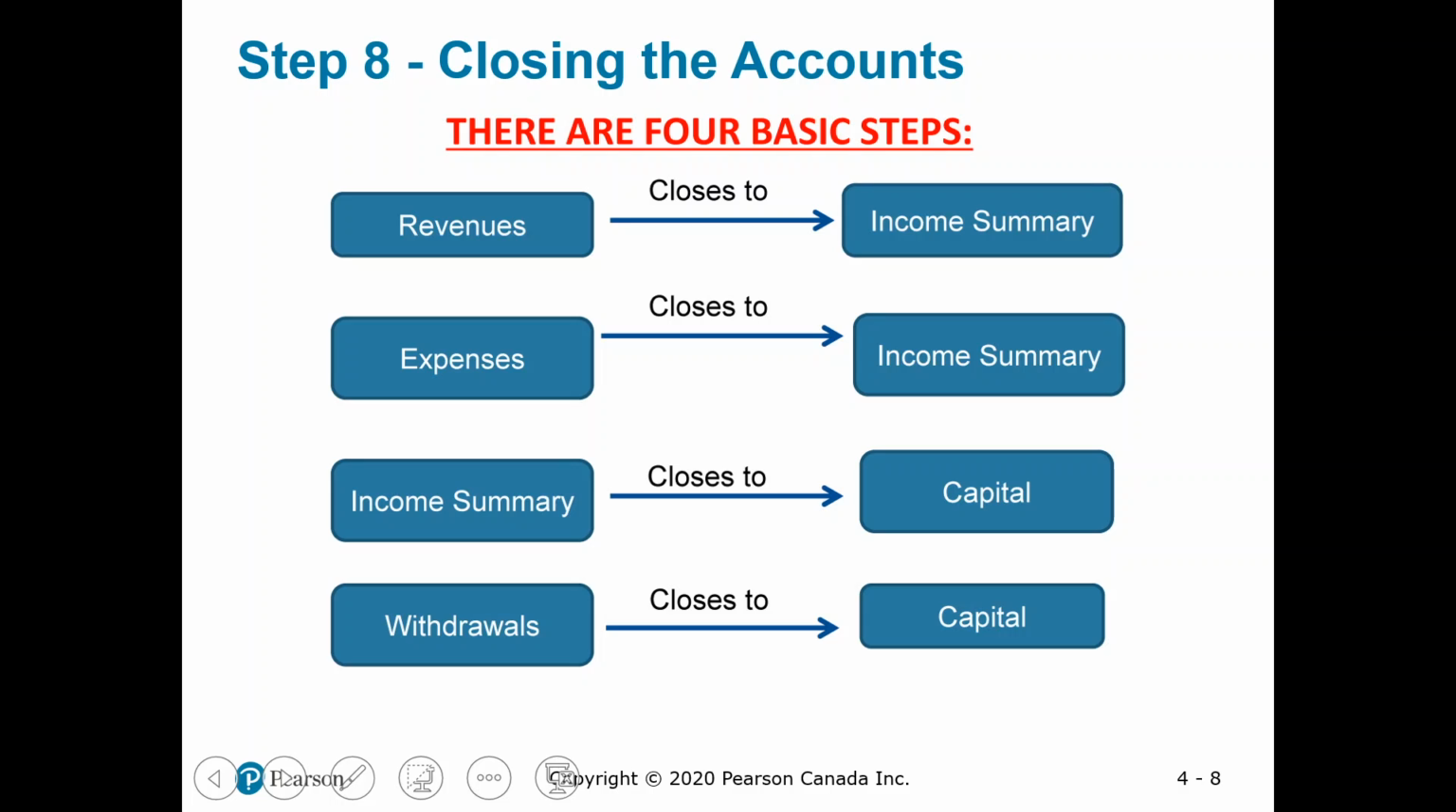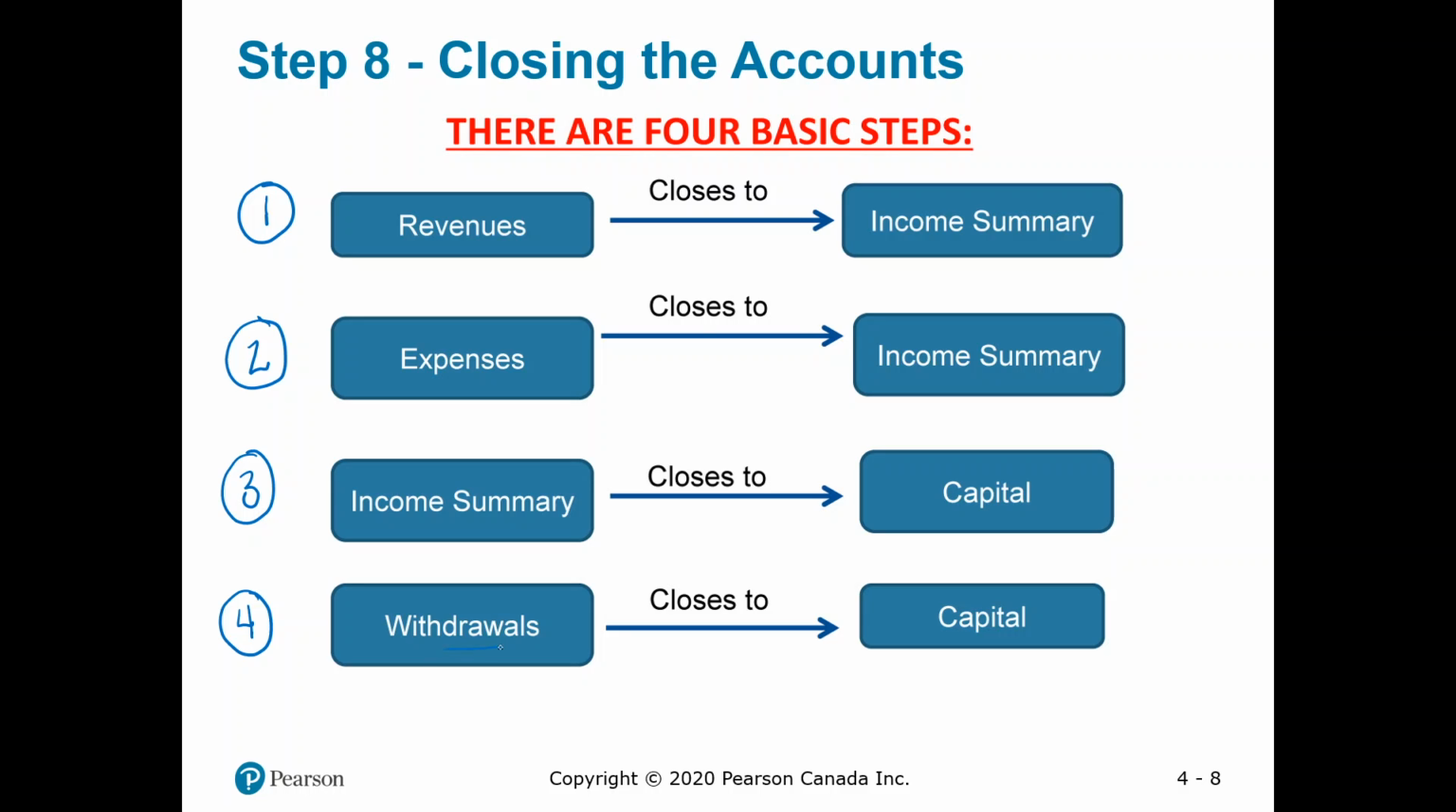Okay, so here are just a summary of the 4 steps. So entry number 1, as we discussed, you close the revenues to income summary. Entry number 2, close the expenses to income summary. Number 3, close income summary to capital, and close the withdrawals account to the capital. So those are the 4 steps.